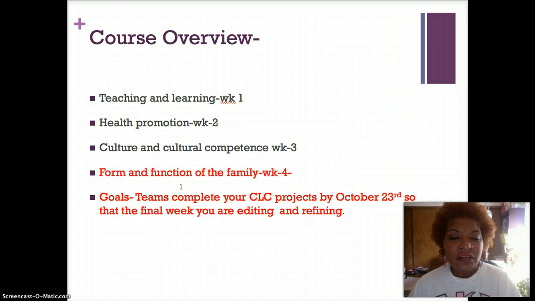This week, your goal should be that your teams complete your CLC projects. You really want to have that first draft done by next Sunday, so that you can have a final week to edit and to refine it before you turn it in.